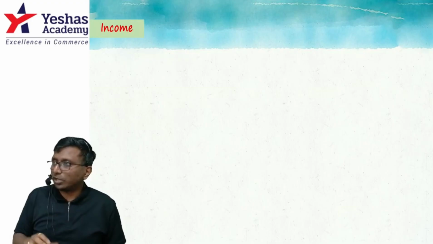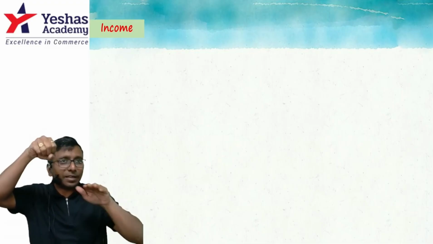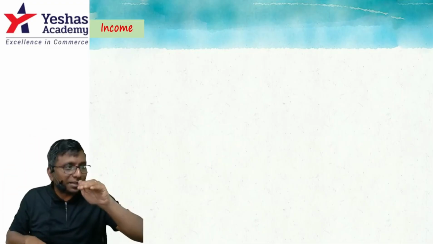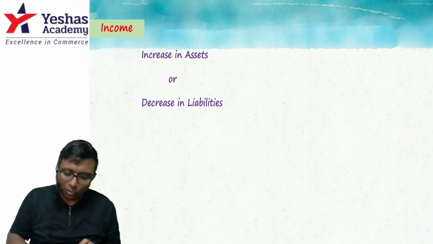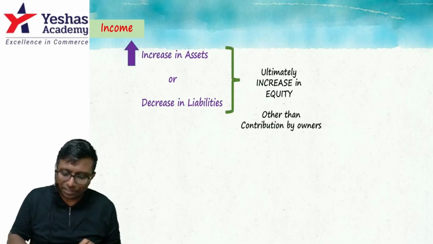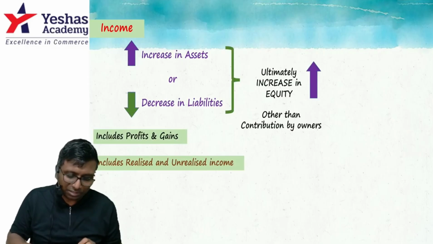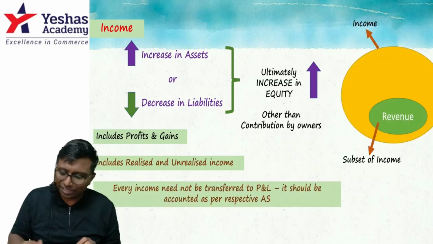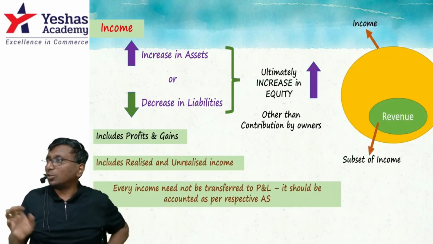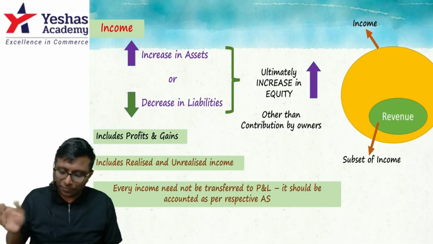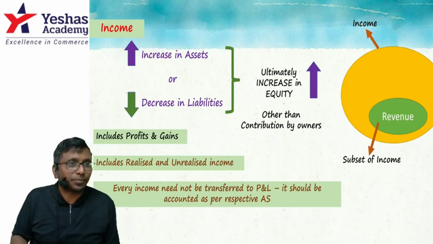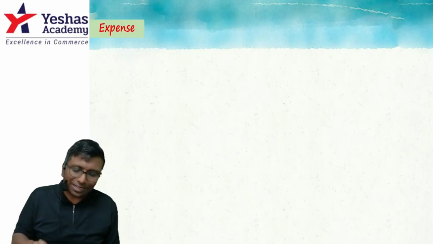Income we saw already. What is the income definition we spoke of? Increase in asset or decrease in liability, ultimately increase in equity, other than contribution by the owners. Correct? So it includes profits, gains, realized and unrealized. We spoke about revenue. Every income need not be transferred to the profit and loss statement; it should be as specified by the respective IND AS. This we spoke about; I think we wrote it also. So let's go directly to expense.